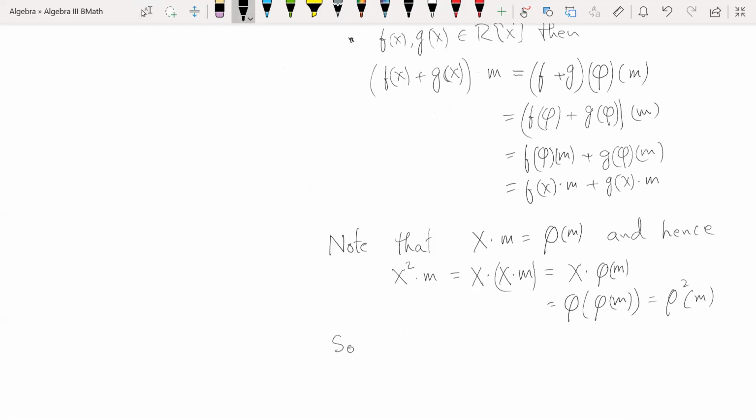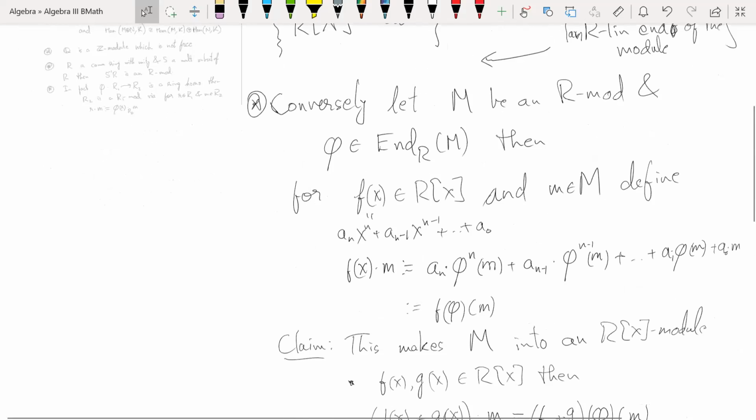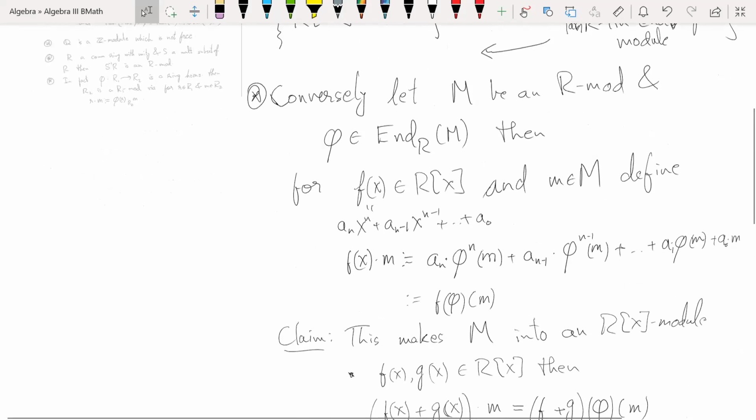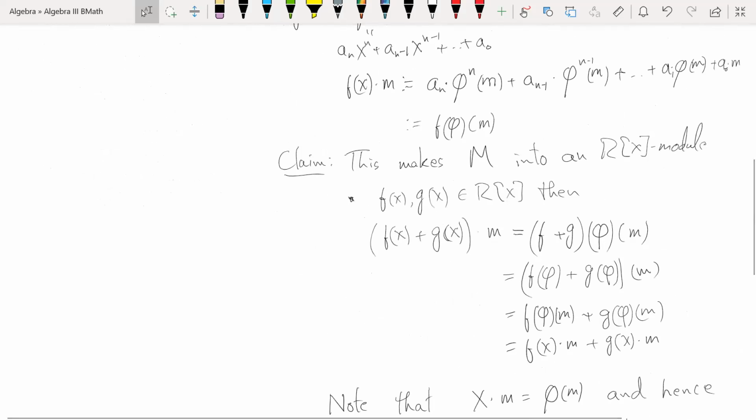So more generally, f(x) dot m is going to be f(phi) evaluated at m. Okay. So this original R[x]-module structure and this module structure are the same. So we do recover this, and you can go the other way as well. That part I'll leave as an exercise.